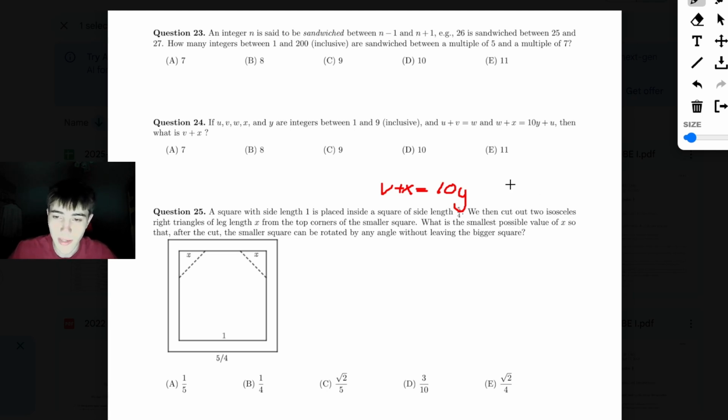So we know that 10y is less than 20, right? So then obviously 10y would have to be 10, because there are no other multiples of 10 that 10y could be, because it's less than 20. It can't be 0 because y is between 1 and 9. But it's also funny because v plus x is a multiple of 10, and there's only one multiple of 10 listed among the answer choices, so it has to be D. So those are two ways that you could figure out that it's D.